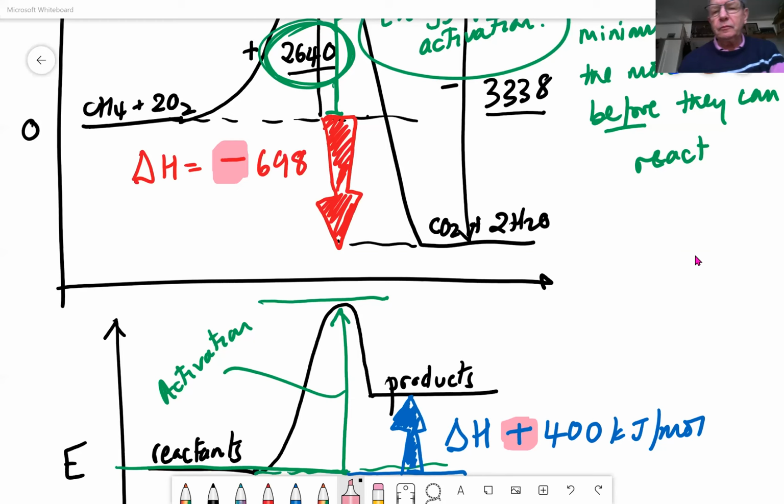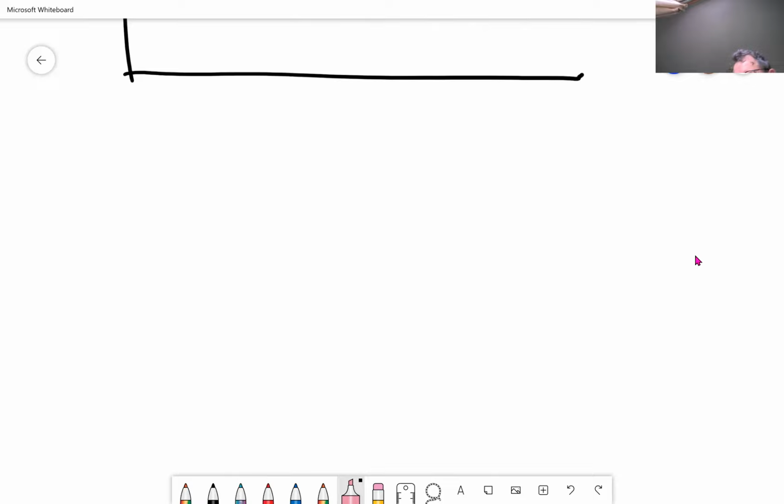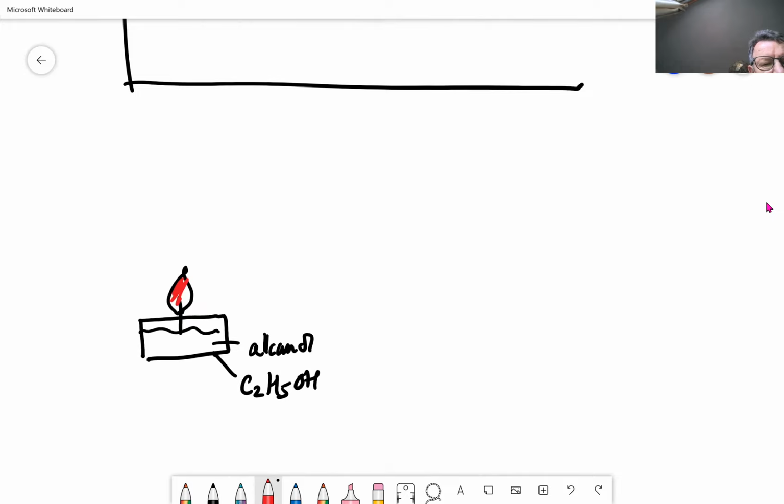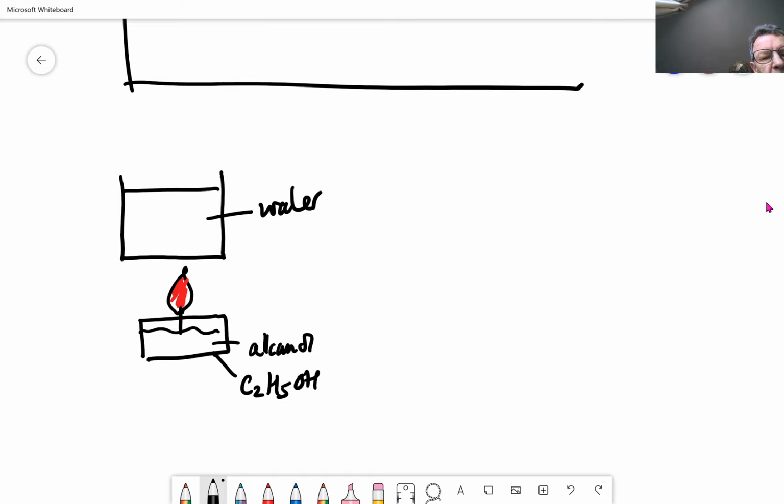Sometimes they ask you to work out the energy produced by a fuel. They might give you a little spirit burner. The spirit burner has a liquid in here, let's say an alkanol, like ethanol. It burns here with a hot flame. I have a beaker, a container, and in here I have some water. And I have a thermometer. I watch what happens, and this is what happens.